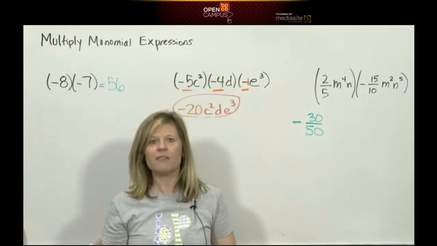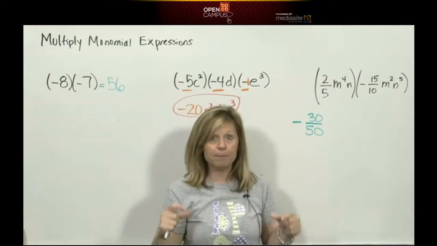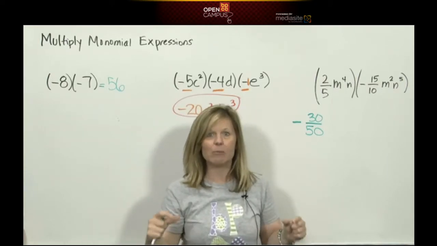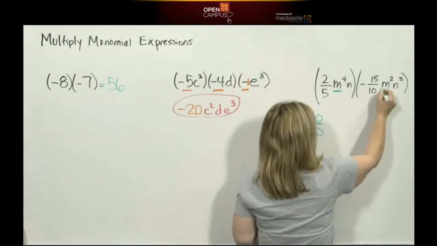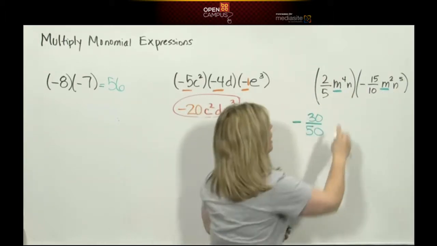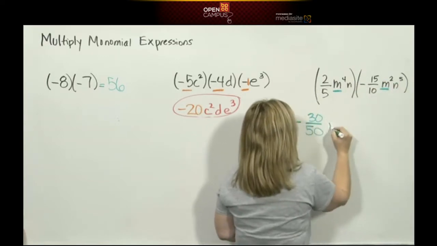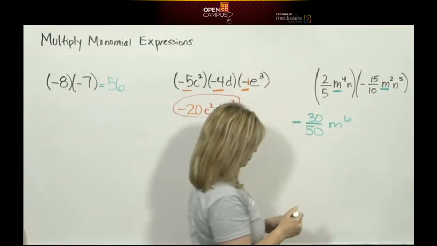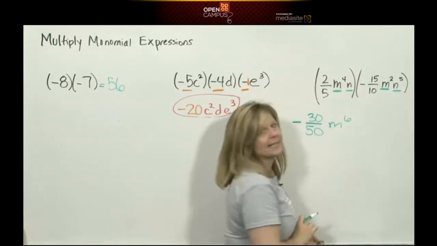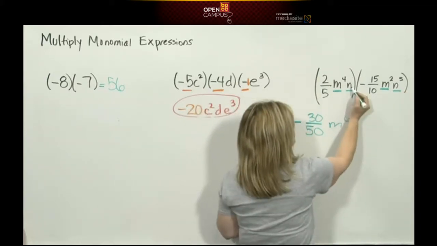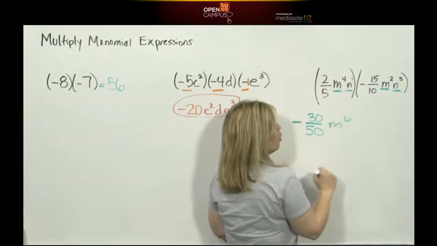Now we're going to multiply the variables. We're going to find the same base letter, and then we can add exponents. So if this is m to the 4th, we can multiply to m squared, and 4 plus 2 means I have m to the 6th. I have an n, and this is also base n. So I know with this letter n, there's an invisible exponent of 1.